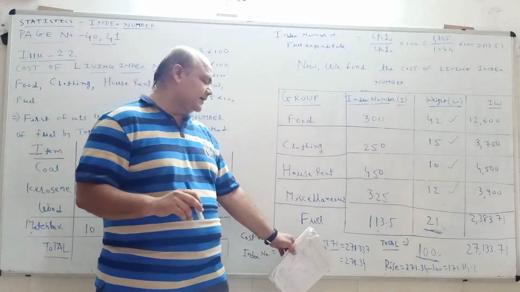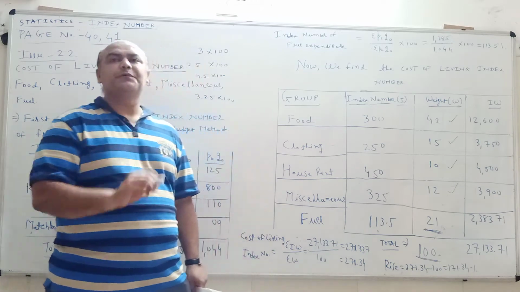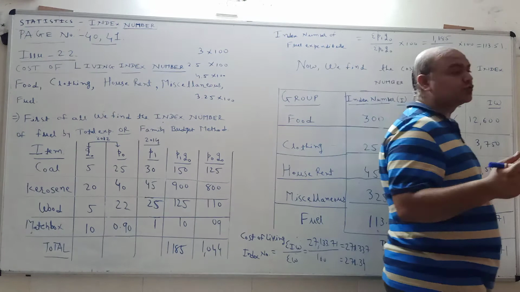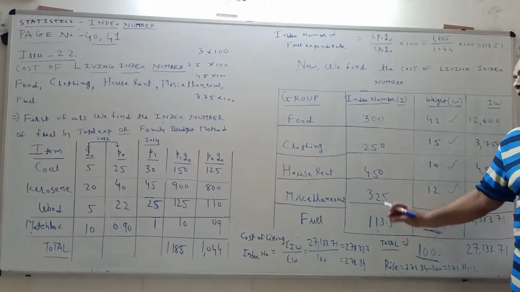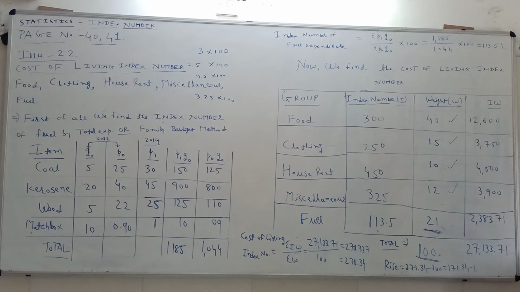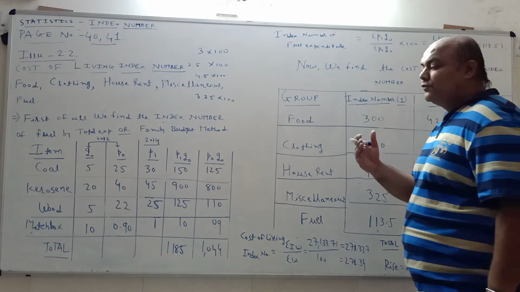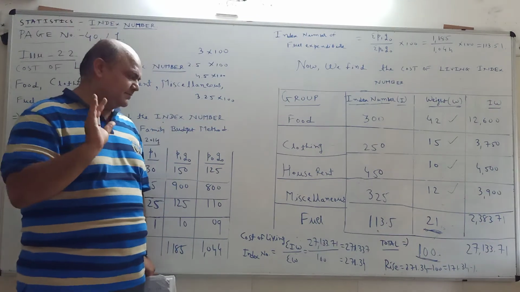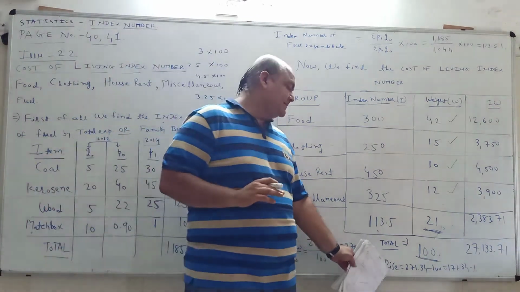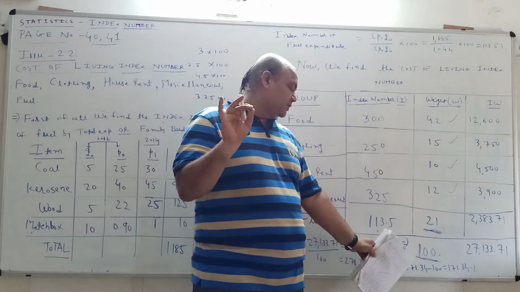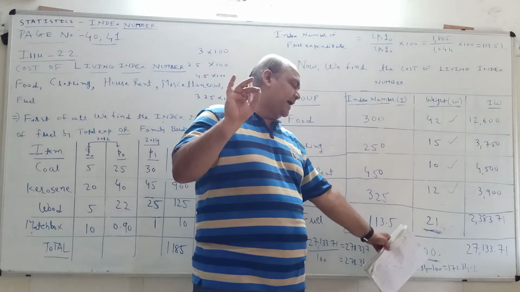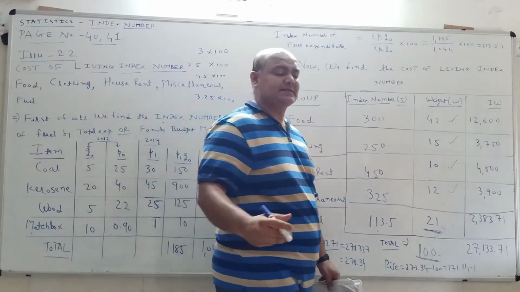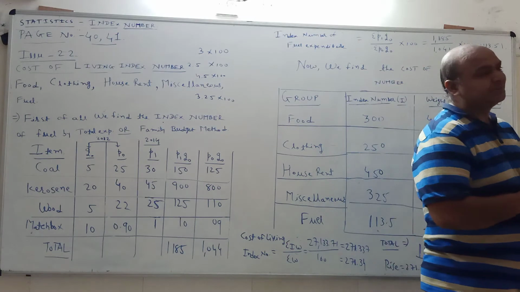The answer is 271.337, so we can say 271.34. If they ask how much rise in the cost of living index number, then we have to deduct 100 from the answer of cost of living index number. Here the rise in the cost of living index number is 271.34 minus 100, that is 171.34% rise in the cost of living index number.